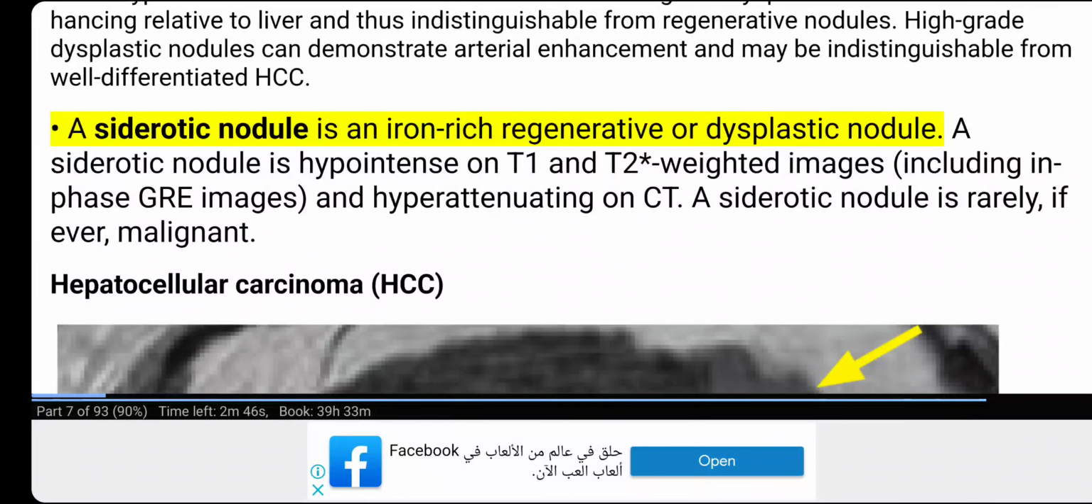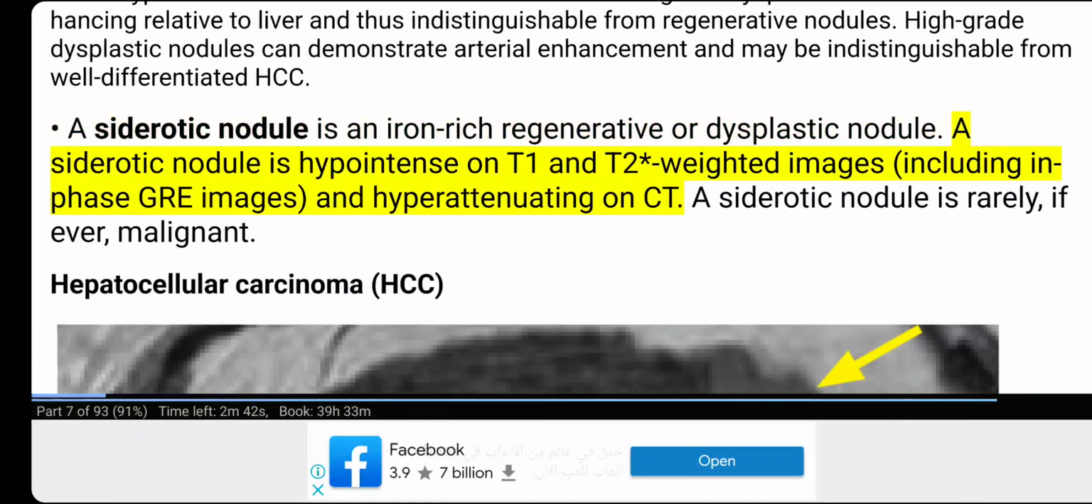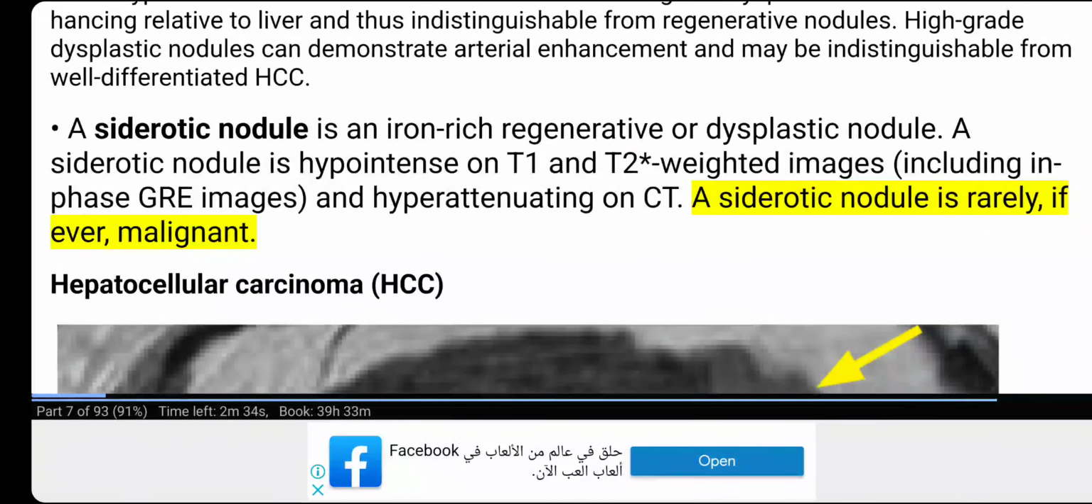A siderotic nodule is an iron-rich regenerative or dysplastic nodule. A siderotic nodule is hypointense on T1 and T2 weighted images, including in-phase GRE images, and hyperattenuating on CT. A siderotic nodule is rarely, if ever, malignant.